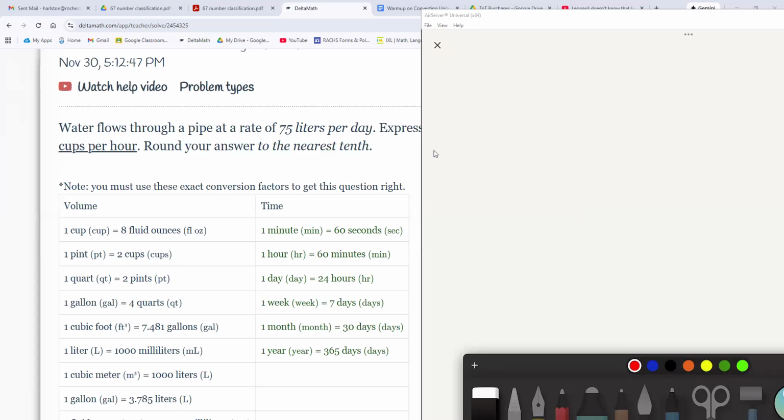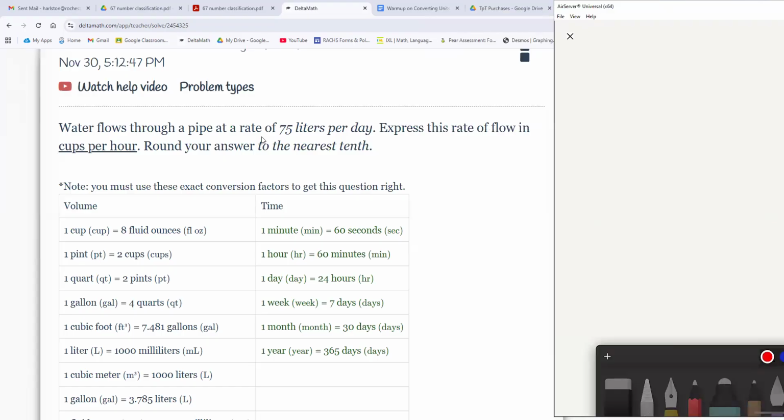So I'm going to start out. Let me move this out of the way so we can get the whole thing. It says water flows through a pipe at a rate of 75 liters per day. Express this rate of flow in cups per hour. Round your answer to the nearest tenth.